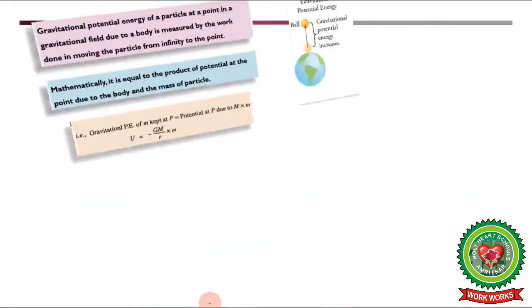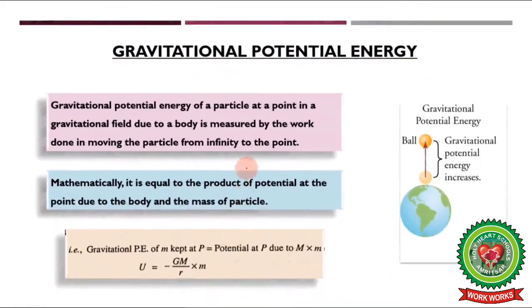So the next article is gravitational potential energy. Students, there is a small difference between gravitational potential and gravitational potential energy. Let's see what the difference is. The gravitational potential energy of a particle at a point in a gravitational field due to a body is given by the work done. Again, it is equal to the work done in moving a particle from infinity to that point.